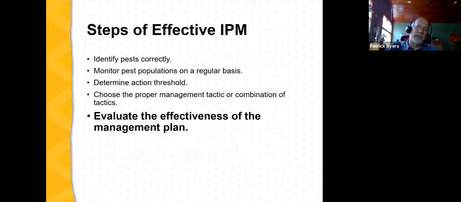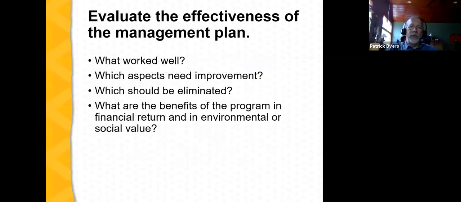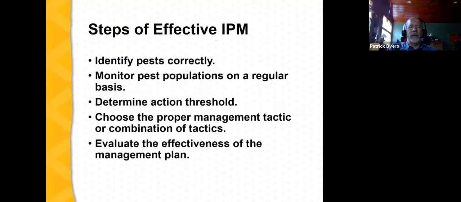And then the final step is to take a look at the plan at the end of the season and see if it worked. Evaluate the plan, where there are strong points, where there are weak points. Do changes need to be made for the next production cycle? Again, what worked well, what needs improvement, what should be eliminated? And then just to review the steps of effective IPM: identify pests correctly, monitor pest populations, determine action thresholds, choose the right management tactic or combination of tactics, and then evaluate whether or not the plan worked.